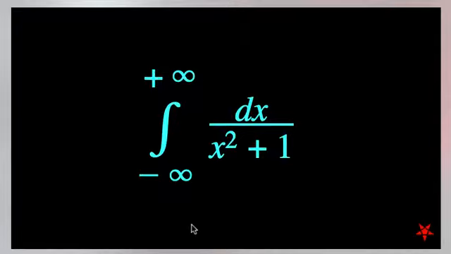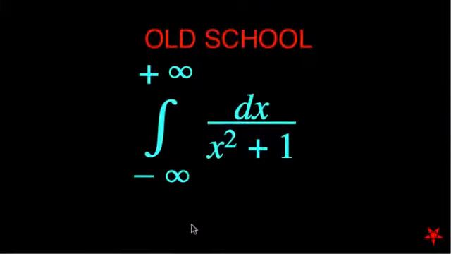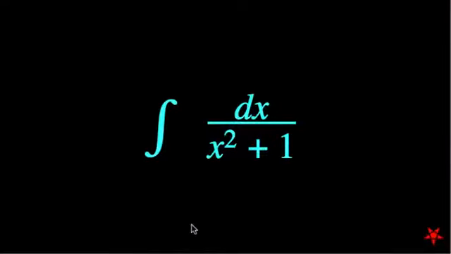So we're going to start off by showing how this integral is normally done using substitution. Old school approach. We're going to start by losing the bounds of integration. So drop those. And we're just going to focus on the integral itself.